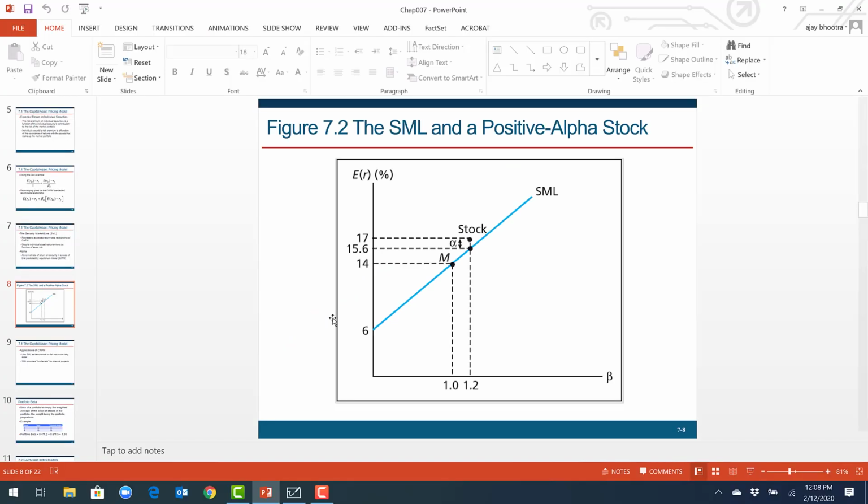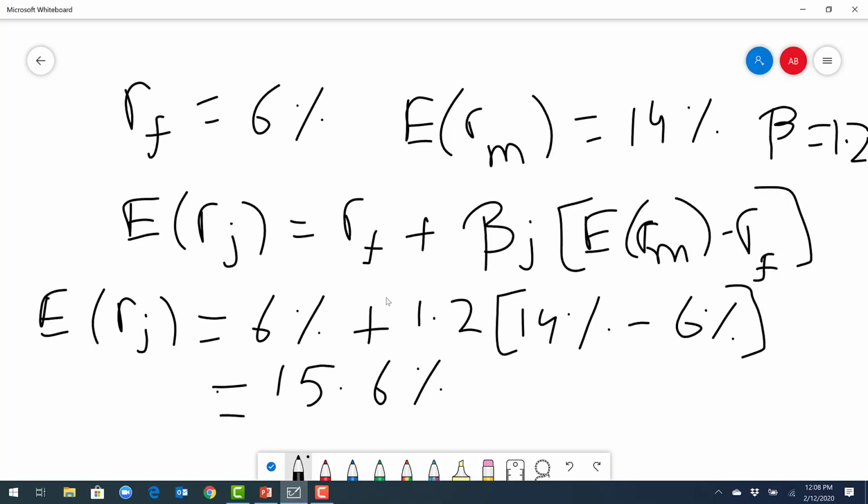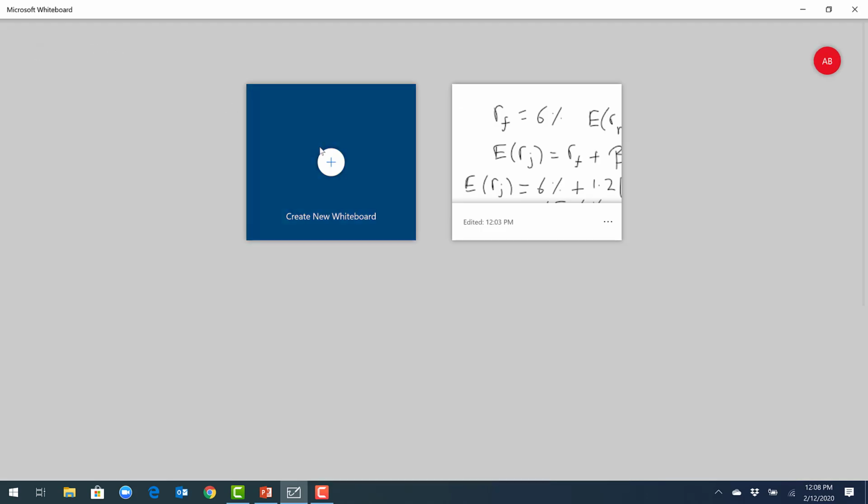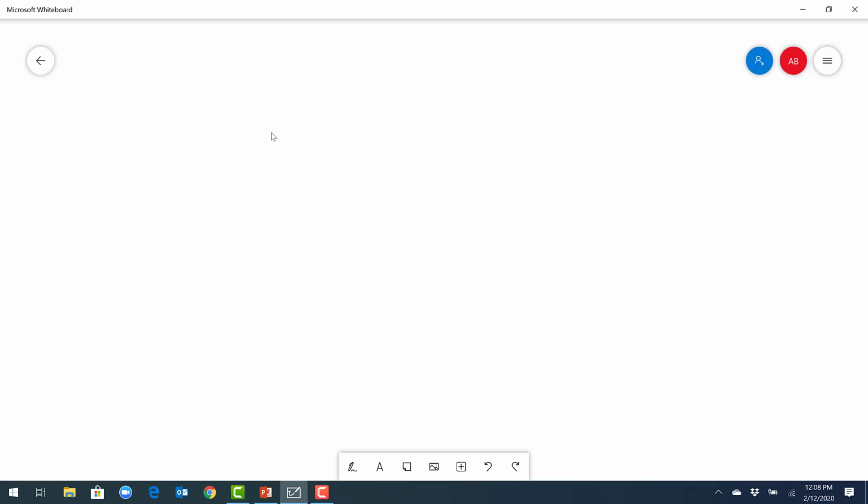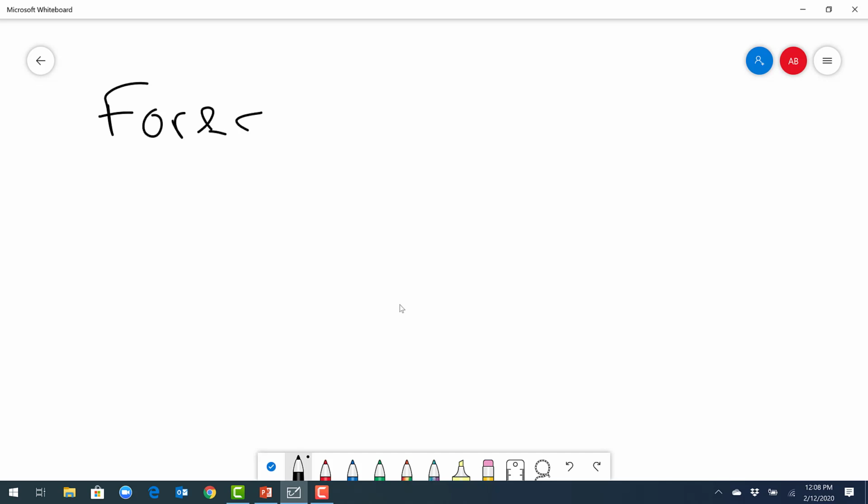All right, so let's just write that down here. The fair return is 15.6. So your forecast is 17%, right? That's your forecast. Let me write that clearly here.